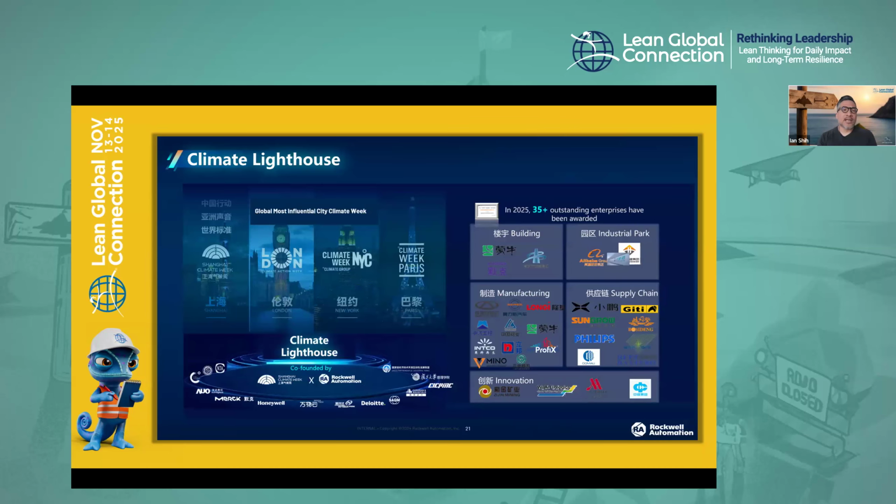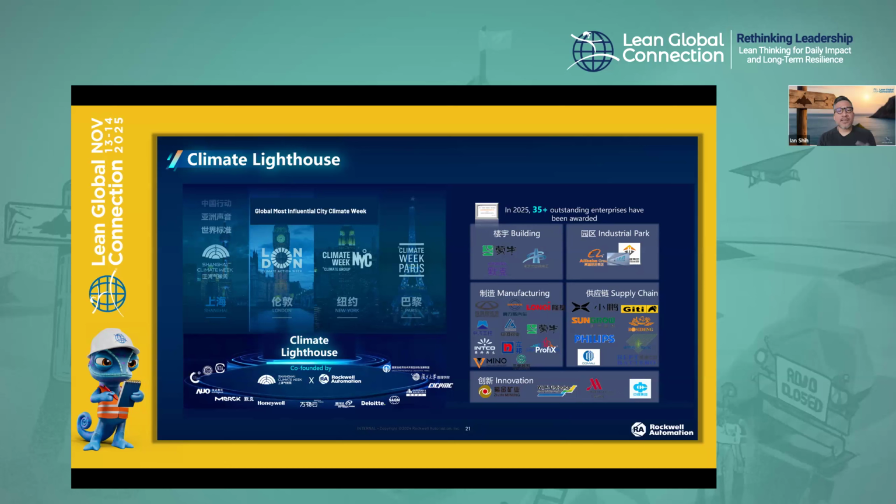And here's another thing related to sustainability. We also created a climate lighthouse program by collaborating with Shanghai Climate Week. Now, Shanghai Climate Week is one of the most influential climate weeks in the world. But most importantly, when we worked this out, we defined four categories related to building, industrial park, manufacturing, and supply chain. And we have added a new element to it, being innovation.